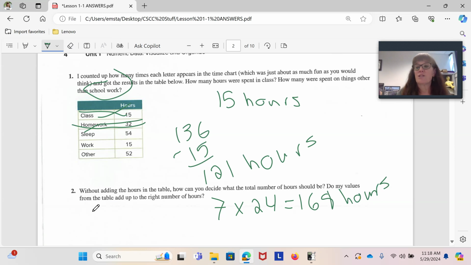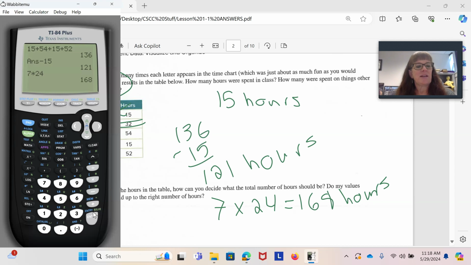And then the author asks us to check and make sure that he added them all up correctly. So we take the 15, the first row of the table, plus 32, plus 54, plus 15, plus 52. And we did it right. So our author was fine. They have the correct number of hours in a week.